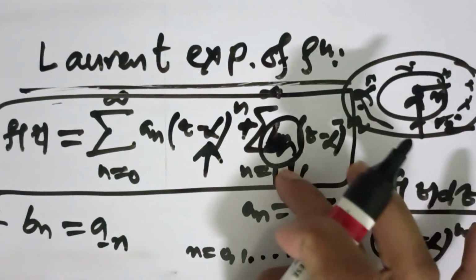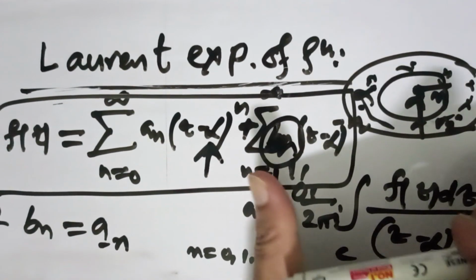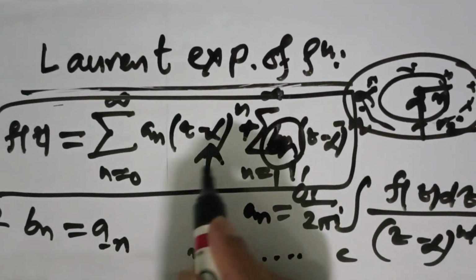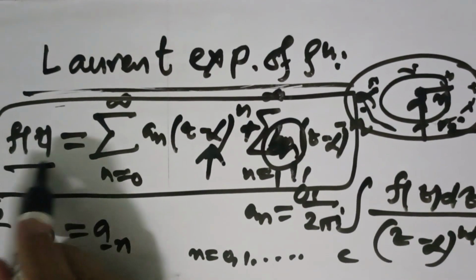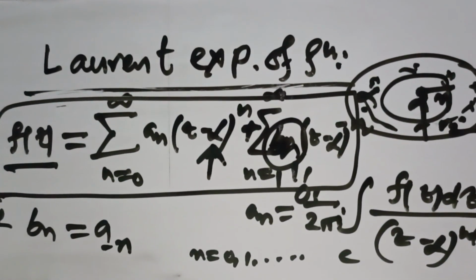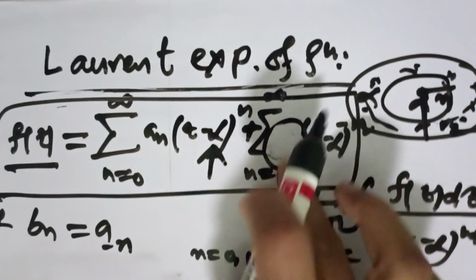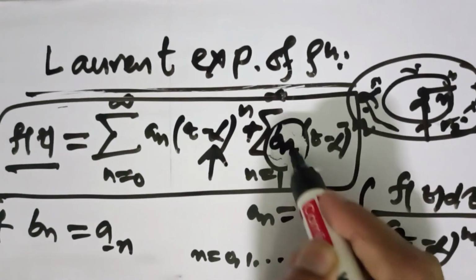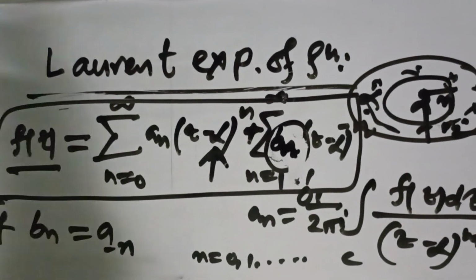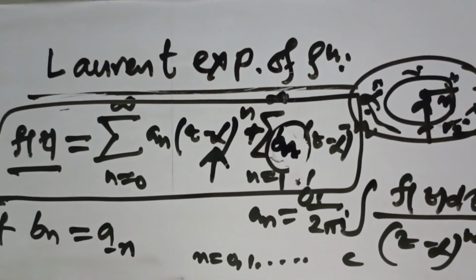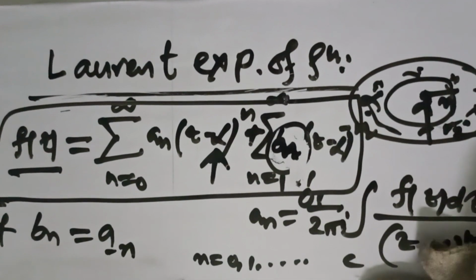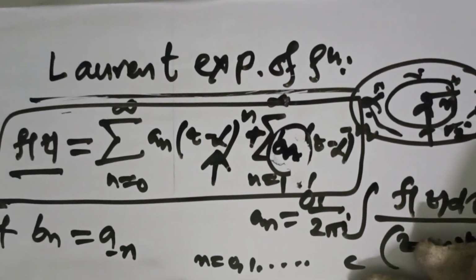If finitely many b_n are non-zero, meaning b_1, b_2, b_3 are non-zero and all others are 0, then alpha is said to be a pole of the function. And if infinitely many b_n are non-zero, then we say alpha is an essential singularity. So we understand the concept of removable singularity, pole, and essential singularity. Now I am writing directly the result that we need to solve this question.